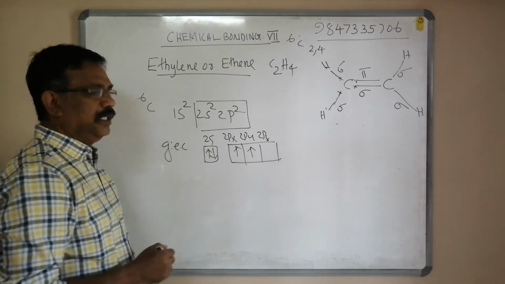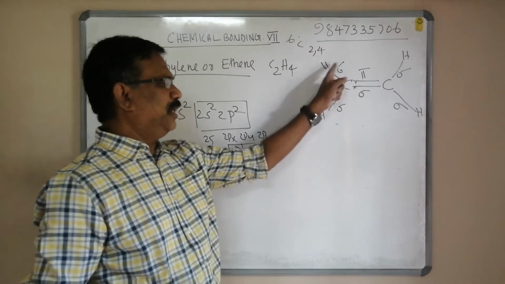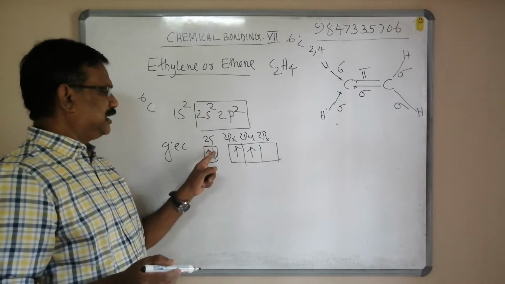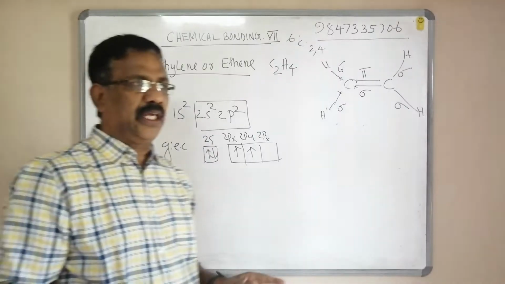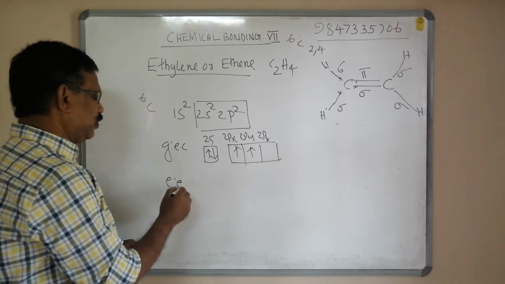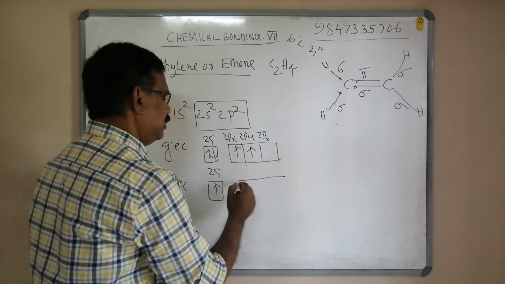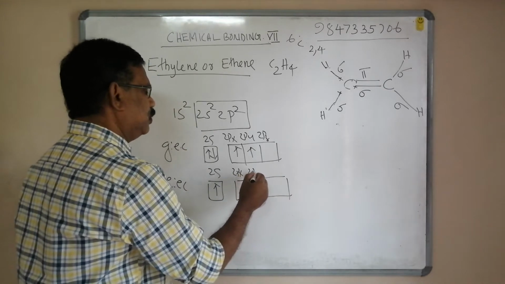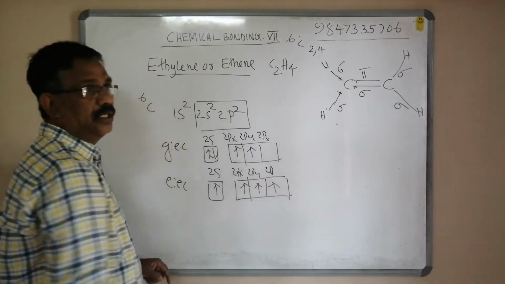In the ground state, carbon is bivalent, but actually carbon is tetravalent. So during excitation, one of the 2s electrons gets promoted to the vacant 2pz level. So the excited state electronic configuration is 2s1, 2px1, 2py1, 2pz1.